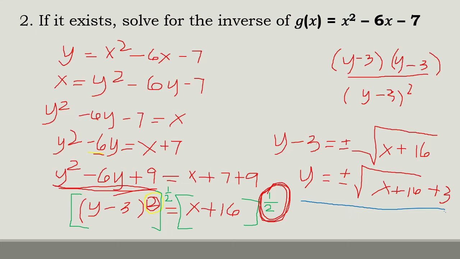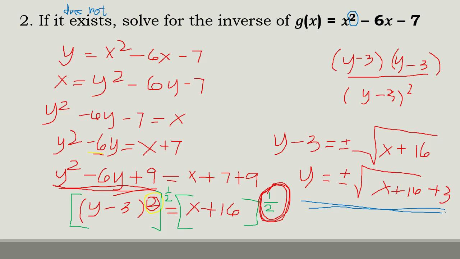Magkakaroon lang tayo ng inverse. Obviously naman, quadratic siya dahil siya ay may highest exponent na 2. So, magkakaroon lang tayo ng inverse kapag ang function natin ay 1 to 1. So, therefore, the function or the inverse in number 2 does not exist. So, hindi nag-exist ang inverse nitong example number 2.